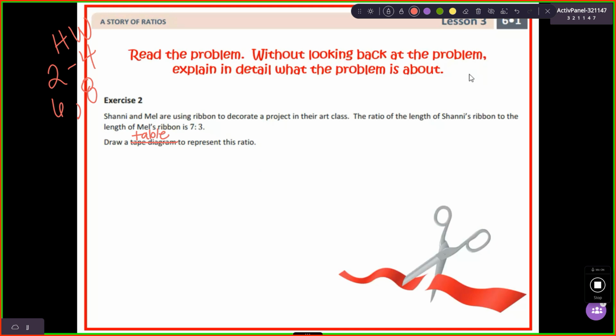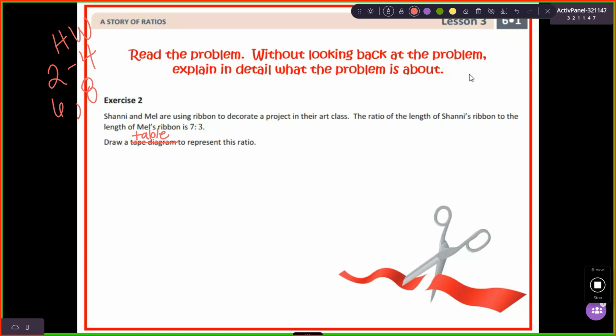Because table is fast and efficient. Okay? So we are going to write what? Table. So I do, you do. If you see I marked out tape diagram, you need to be picking up your pencil. You need to be writing table. Got it? Okay.